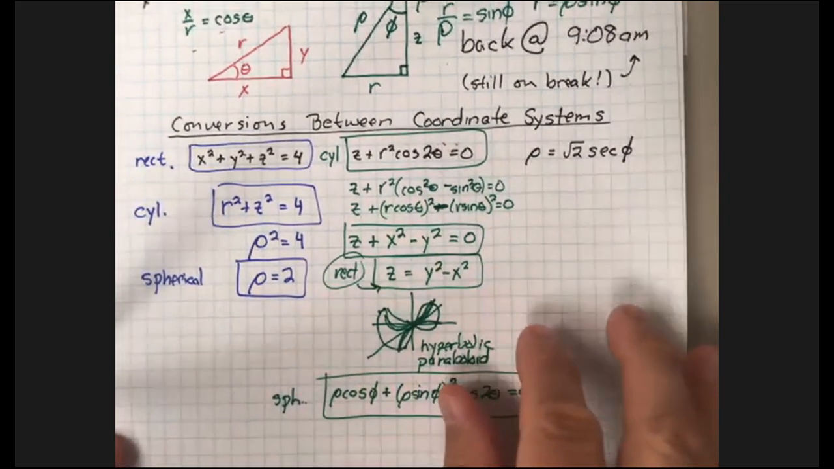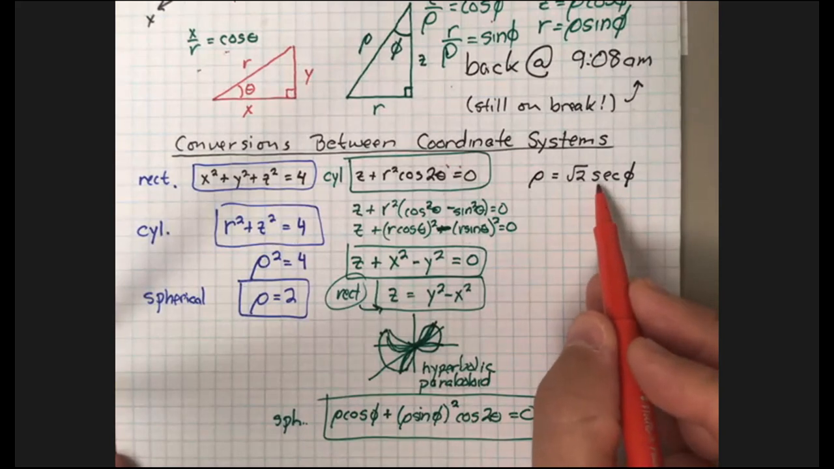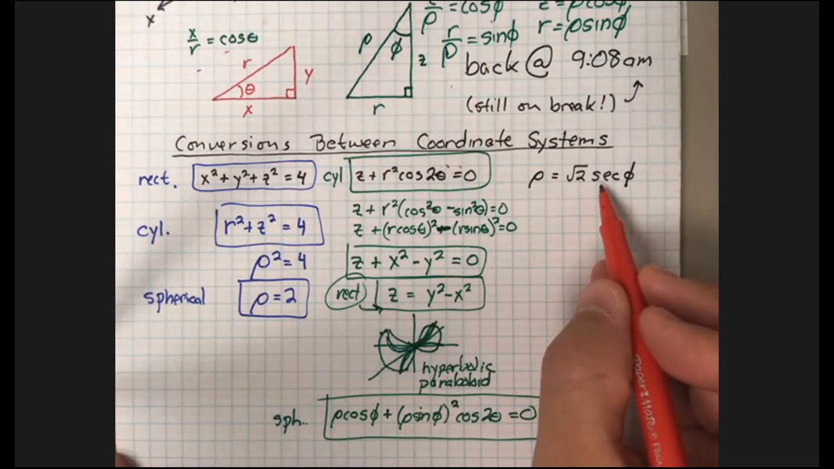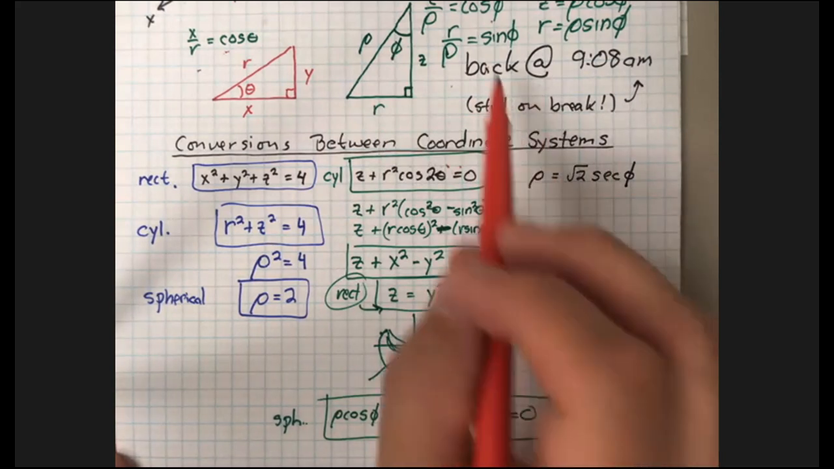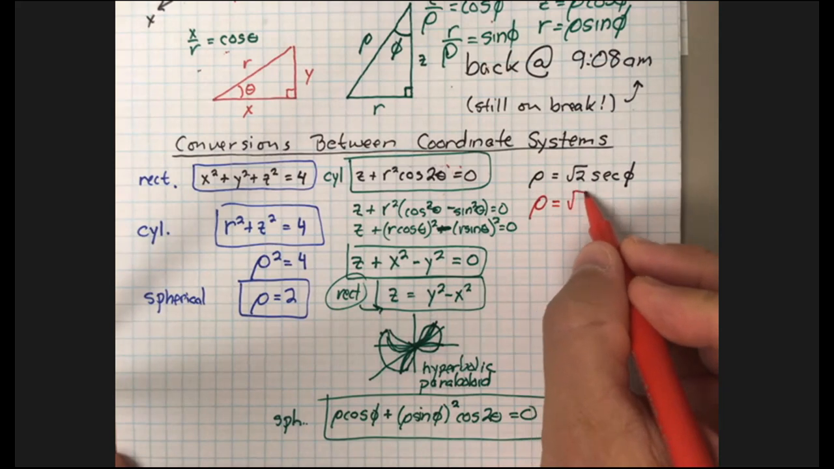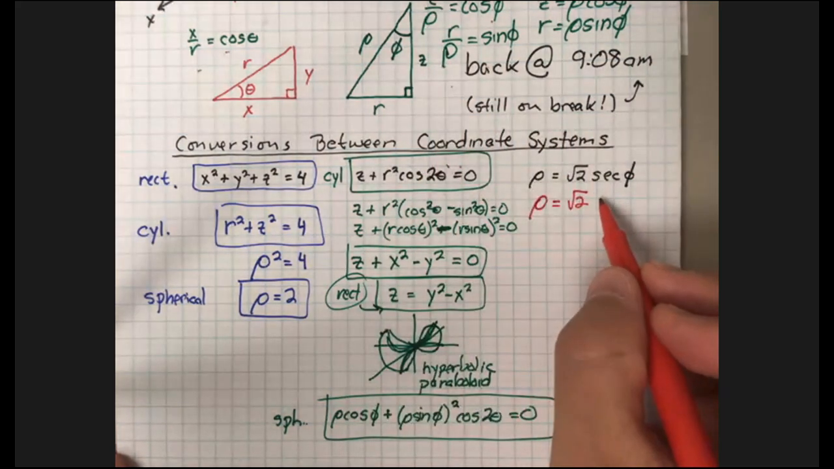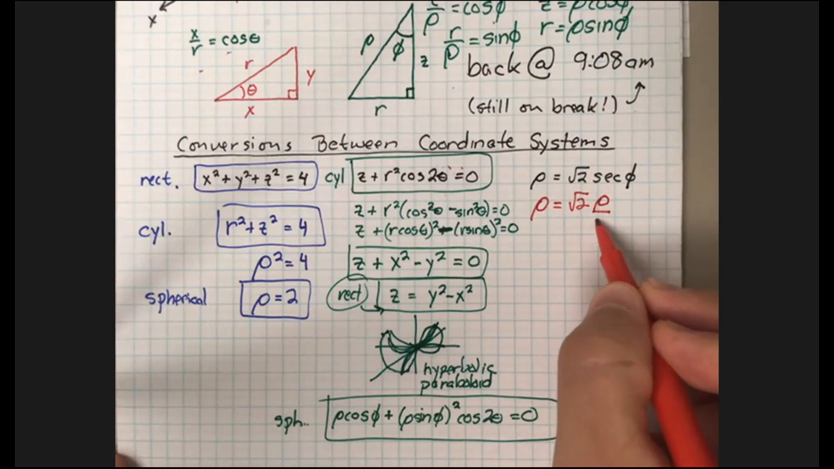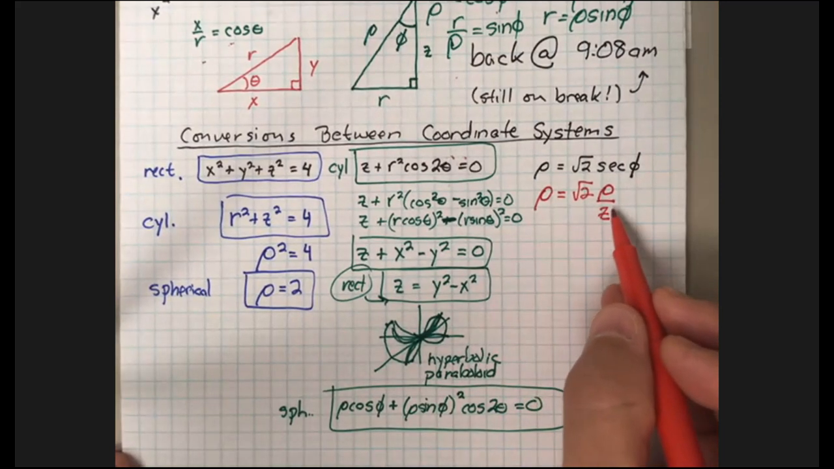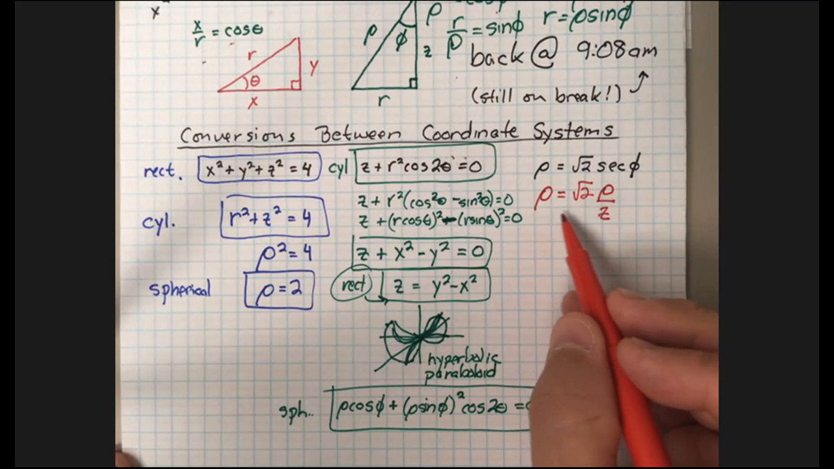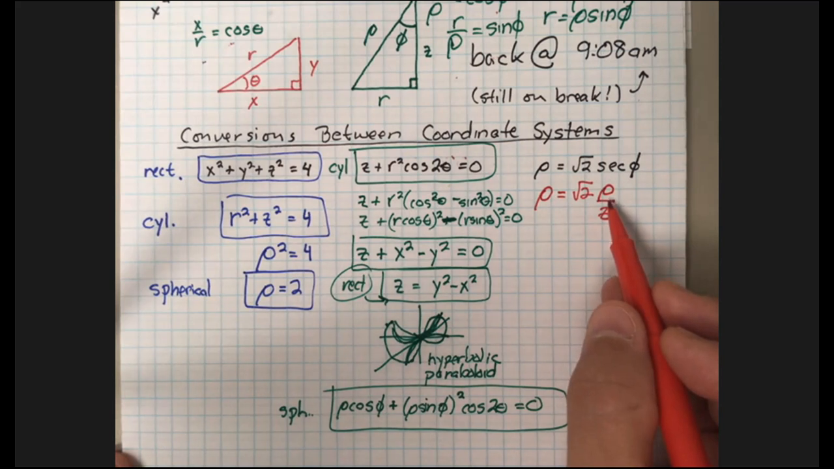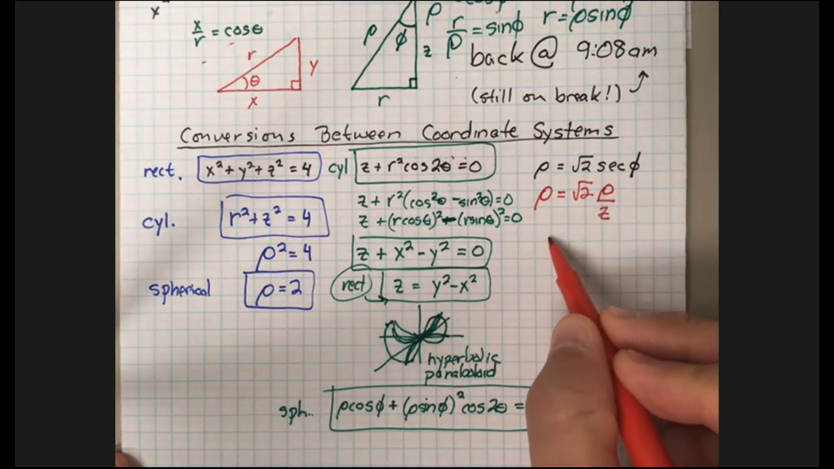Well, I'm not sure, but let's use our triangle. Phi is this angle here. Secant is the reciprocal of cosine. So the cosine of phi is z over rho. So the secant of phi must be rho over z. What am I to make of this? Can I divide both sides by rho? Well, legally not, unless rho is non-zero. So I think to simplify this, I'm going to do this first.